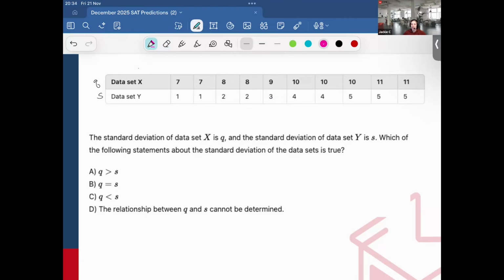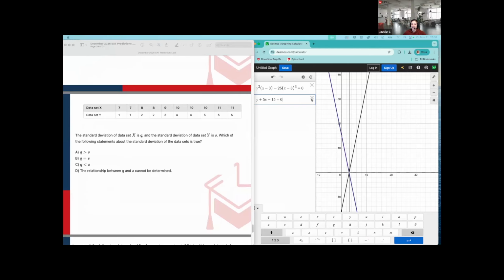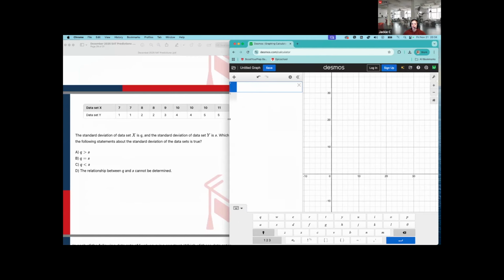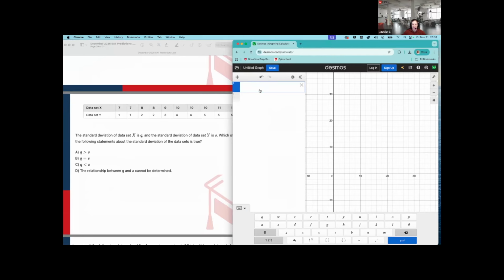Okay, so pivoting, sharing my screen. What I'm going to do is type in X. Do not type in X like this because it reads X and Y. Just type in X or set X. Or I could just call it Q. Doesn't matter what letter it is.